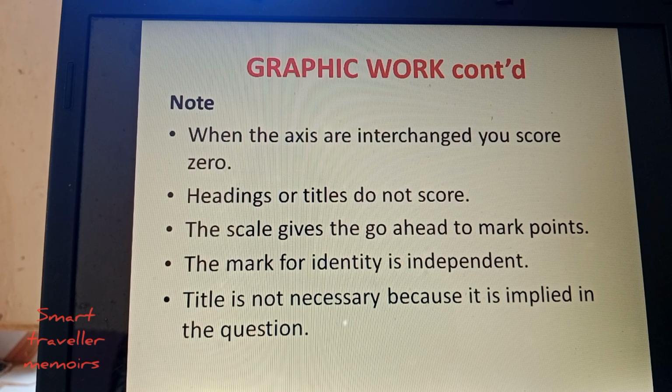Title is not necessary because it is implied in the question. But anyway, for a clever student, you are not supposed to leave out the title. You look more organized with the title.